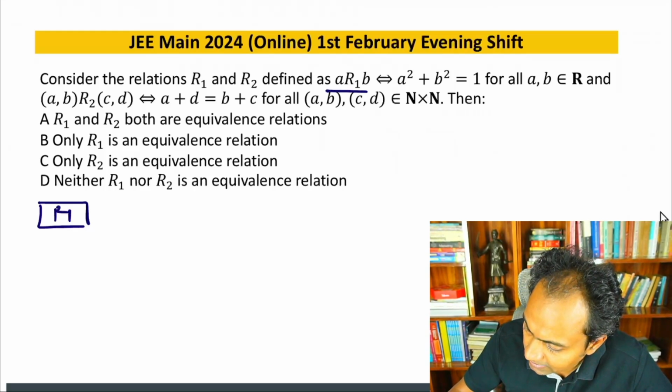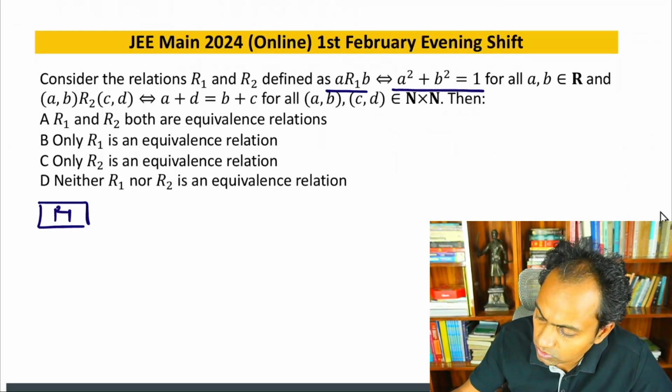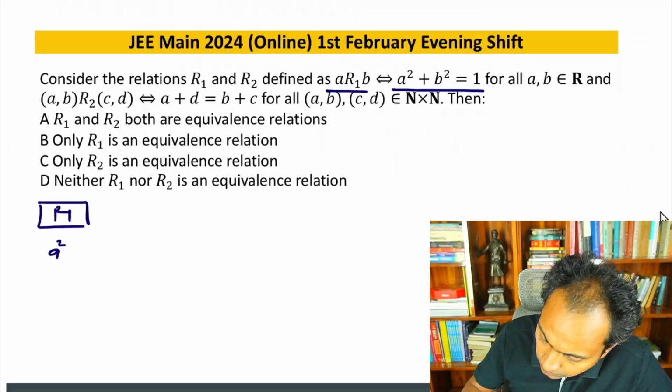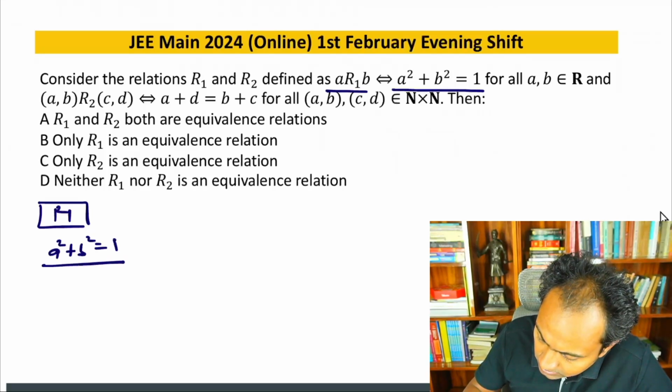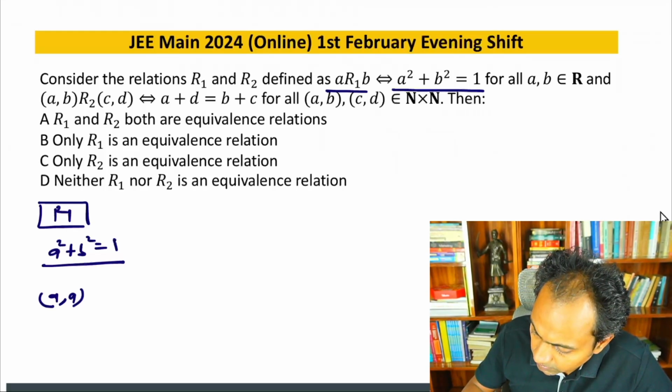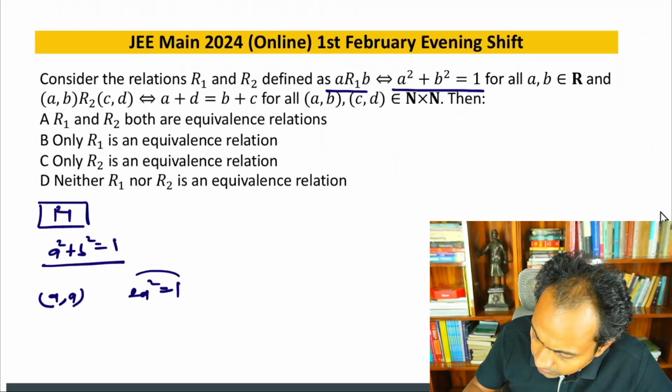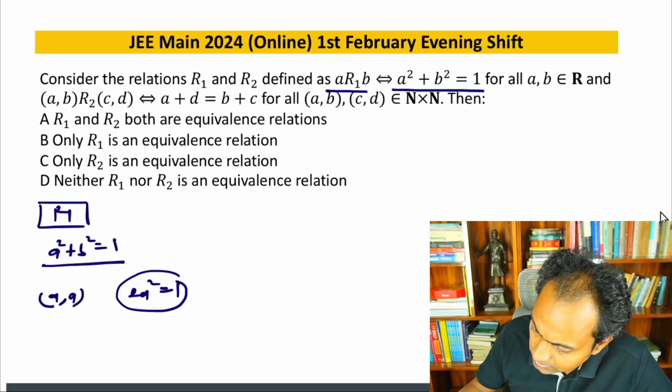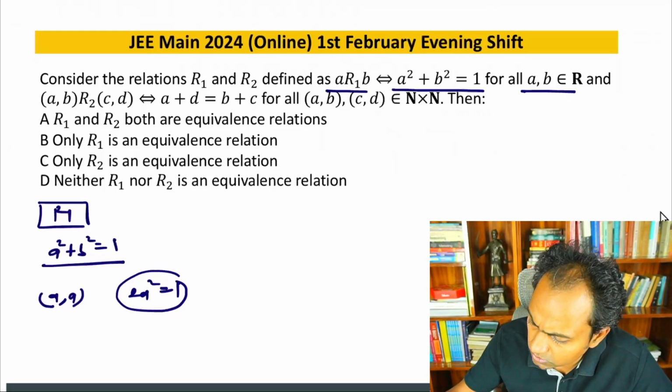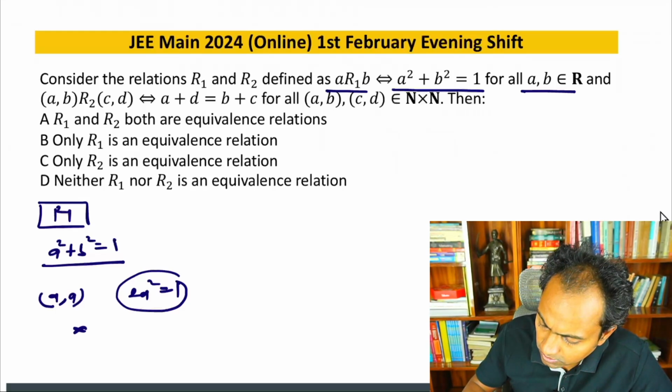R1 says that A is related to B such that A square plus B square is equal to 1. So we have been given this relation. You can see that if I put A comma A, this would mean twice of A square will be equal to 1. Now we can see that this is not defined for all real numbers, so this is not true. So even this is not reflexive.